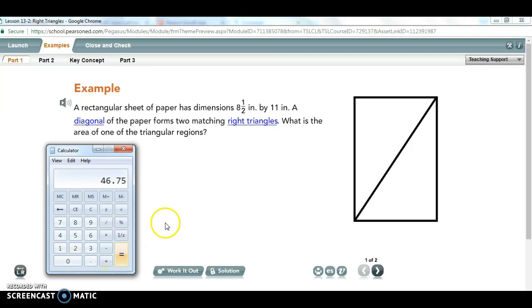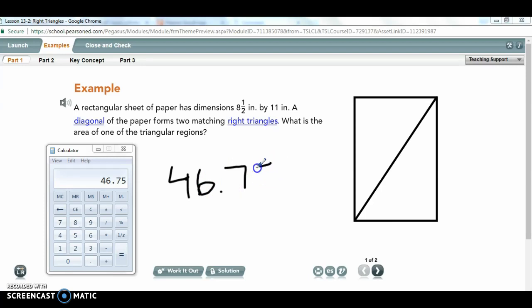So the area of one triangular region is 46 75/100 inches squared. And that is your final answer.